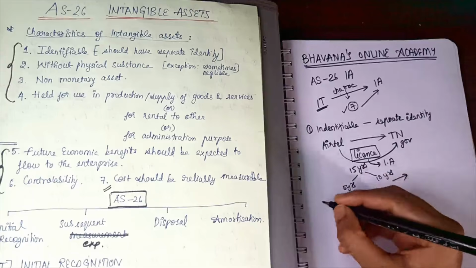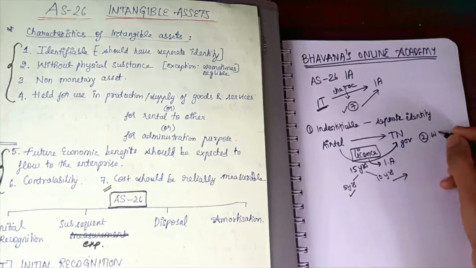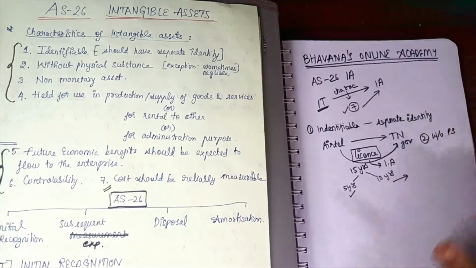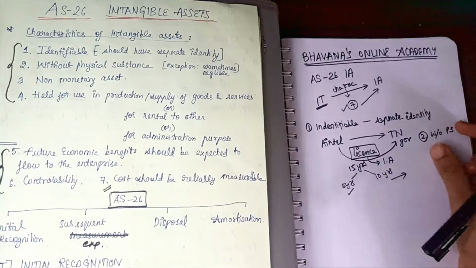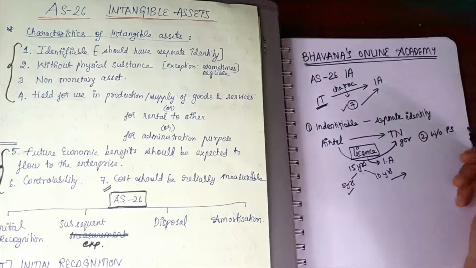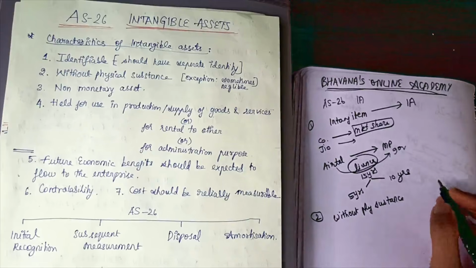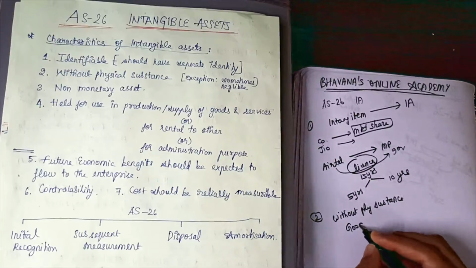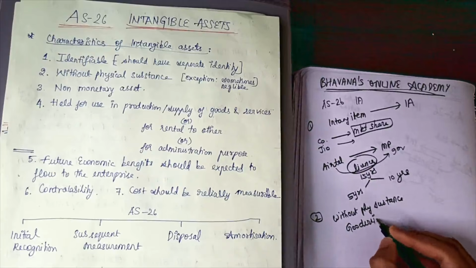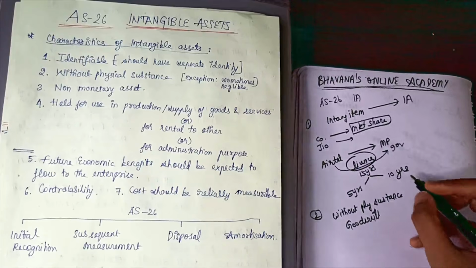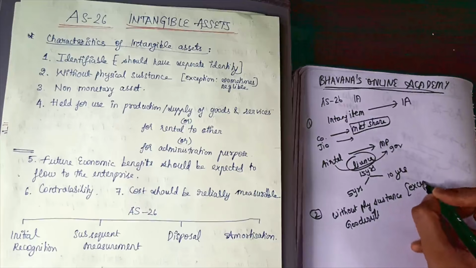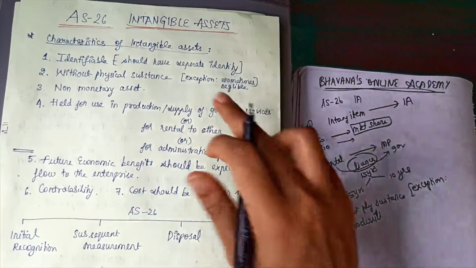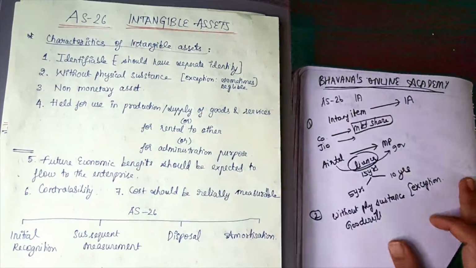The second one is without physical substance. Without physical substance means it does not have any physical form. A good example would be goodwill. Goodwill does not have any physical form. But there is an exception to it. What I have written here is the exception: sometimes the physical substance may be negligible.